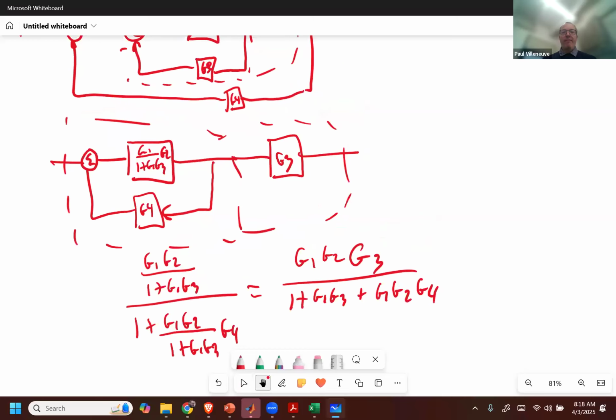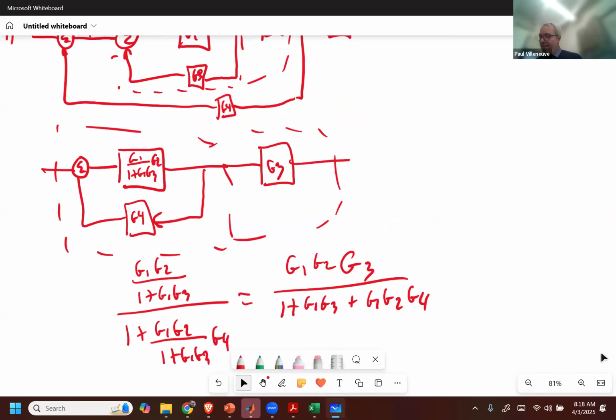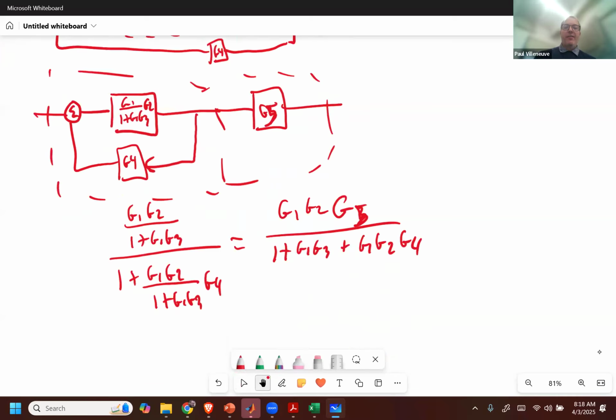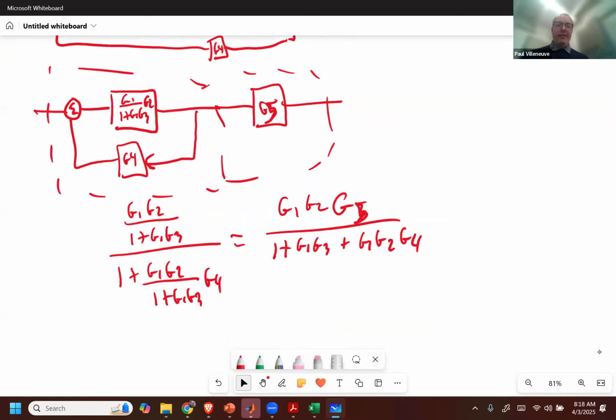Do I have a G5? Oh, I called it G3. This should be G5. Sorry. That's G5, not G3. Did I write G3? Yeah, I wrote G3 here. So this is G5. So it's G1, G2, G5. Let me clean that up a bit. All over 1 plus G1, G3 plus G1, G2, G4.